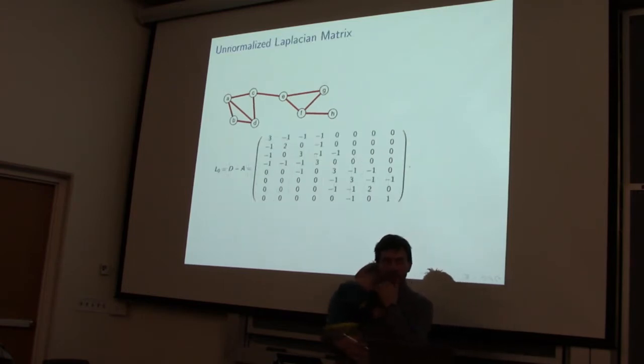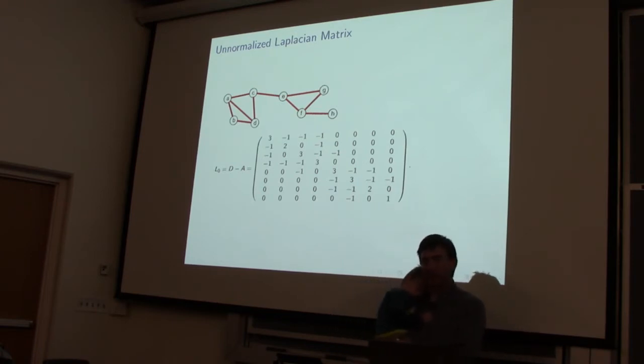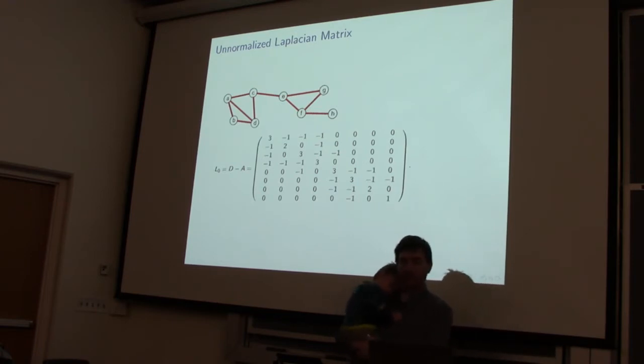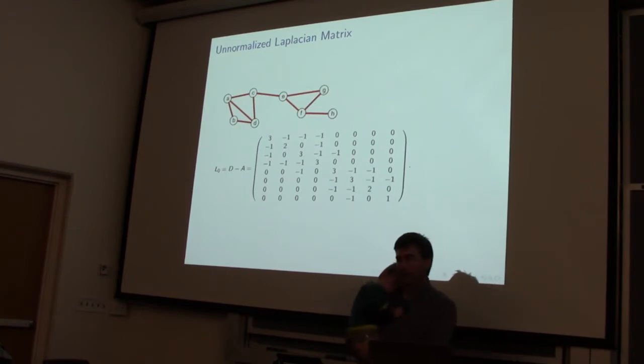Then the unnormalized Laplacian is just D minus A. I just do a matrix subtraction, an element-wise subtraction. So I have the degrees on the diagonals, and then I have negative ones wherever there's an adjacency.